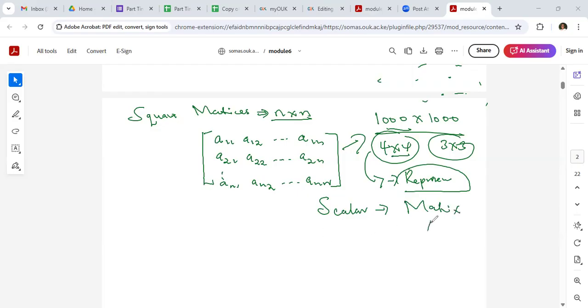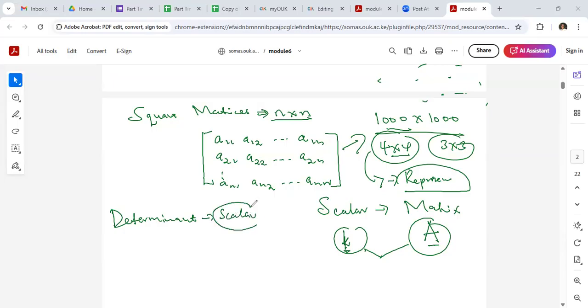That working with a matrix A is the same as working with a scalar K. So that instead of inputting A, I'll just input the scalar to represent my matrix. And there are several functions that can help us do this. One of the functions is the determinant. Later on, we shall look at other functions, other scalars that can be used to represent a matrix. So the determinant is a scalar representing a matrix.